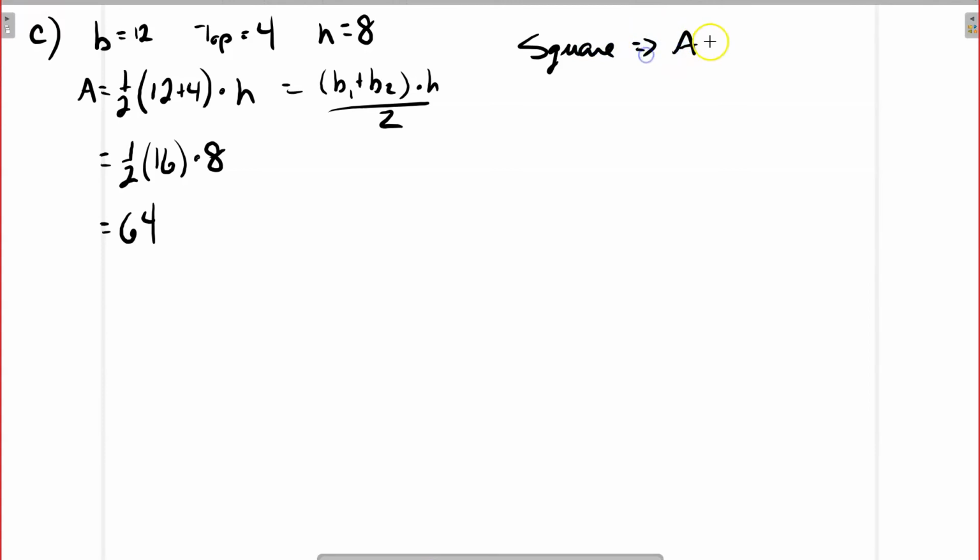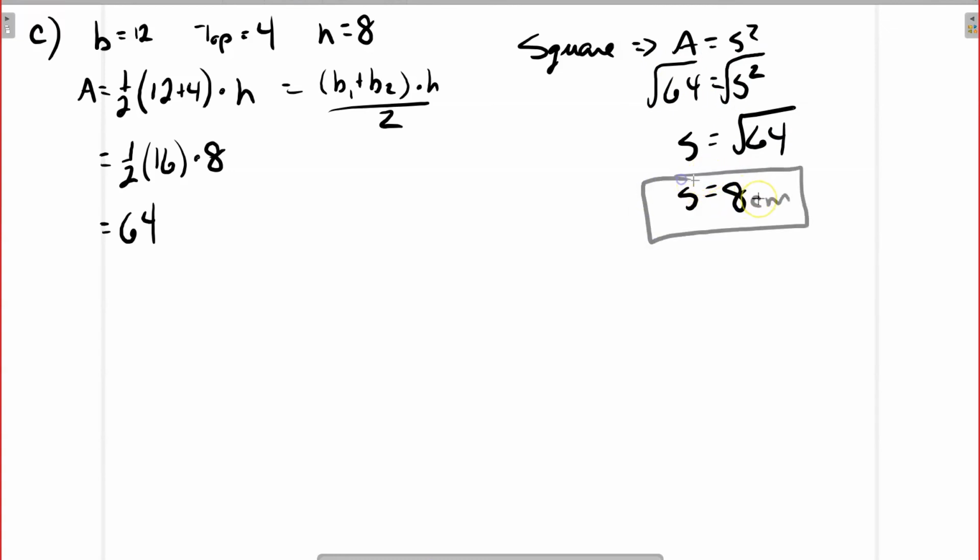Once you've got that, we look for the square that is the same. So the area is equal to s squared. We've got an area of 64, which is equal to s squared. So s is the square root of 64, right? We're doing the square root of both sides. And therefore the square root of 64 is equal to 8.